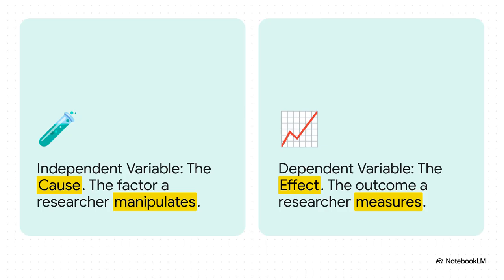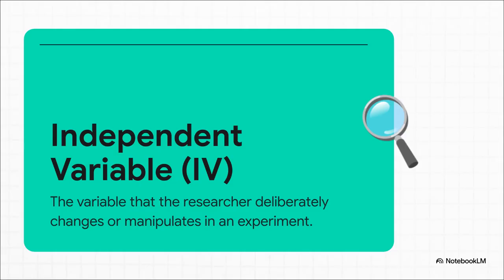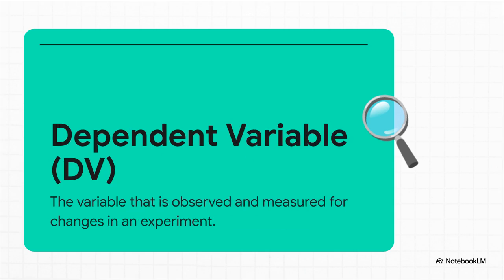Let's dig into that cause part first. That cause is what we call the independent variable, or IV for short. It's the one thing that we as the researchers are in charge of. We change it on purpose. So in our little study experiment, the IV is the amount of study time. We might tell one group to study for just 1 hour and another group to study for 4 hours. See, we're controlling it.